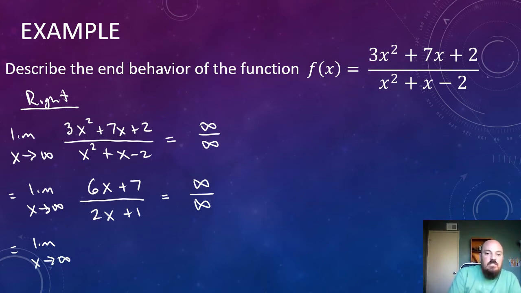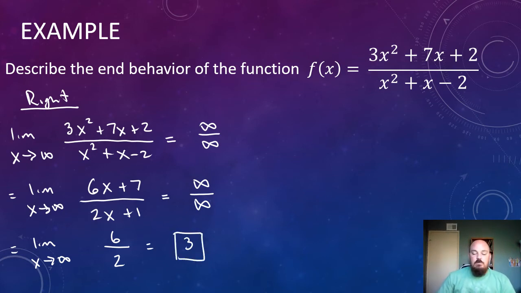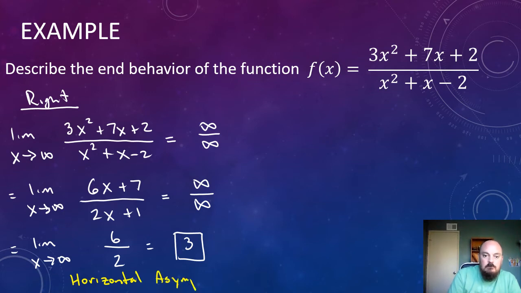So the derivative of the top is just 6. The derivative of the bottom is just 2. There actually are no more x's. So there's definitely no infinity in this question. My final answer is 6 divided by 2, which is 3. So what that tells me is that this has a horizontal asymptote to the right at x equals 3.